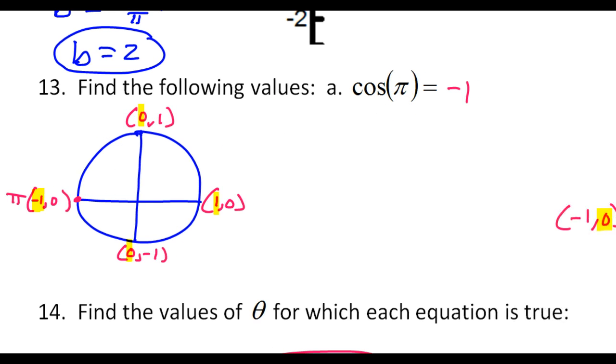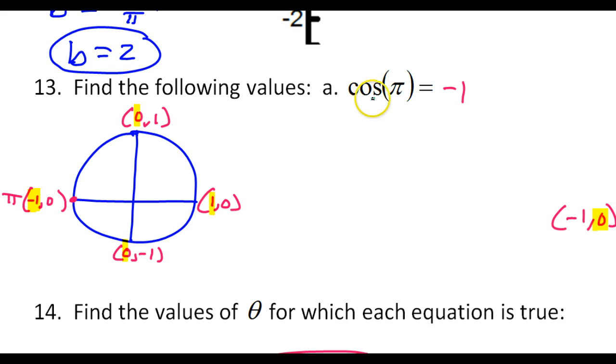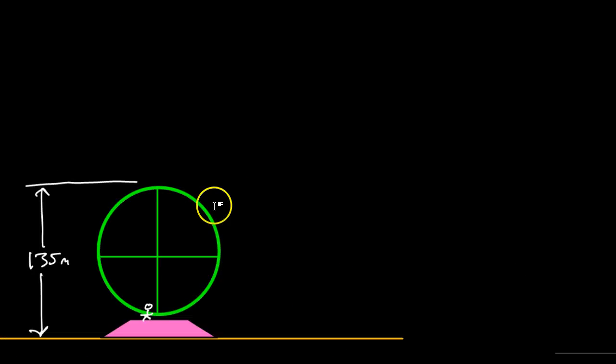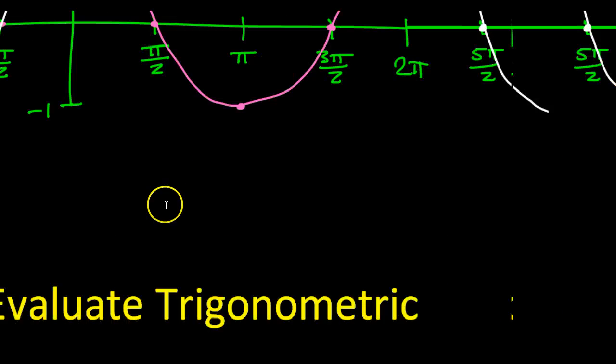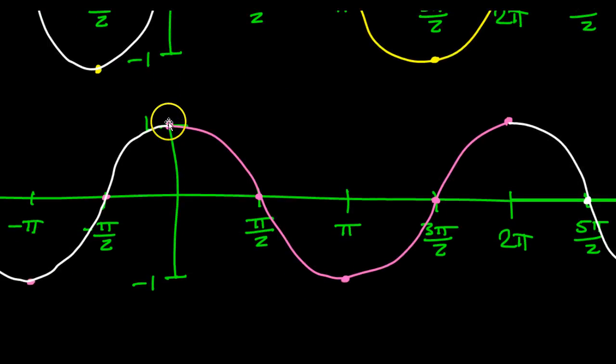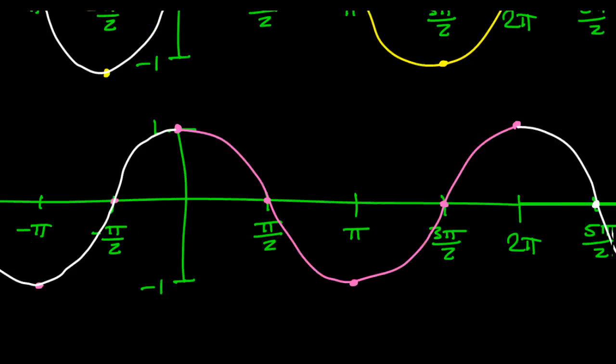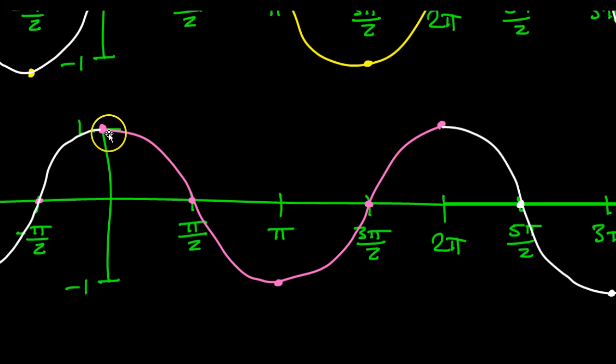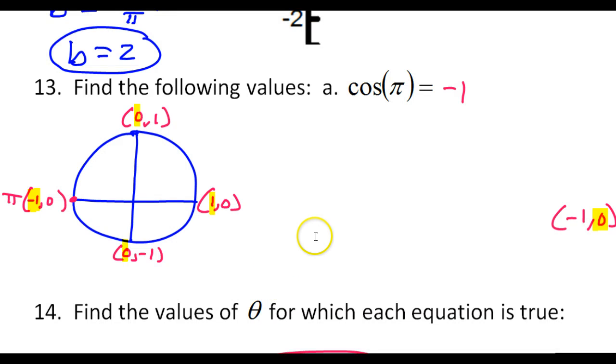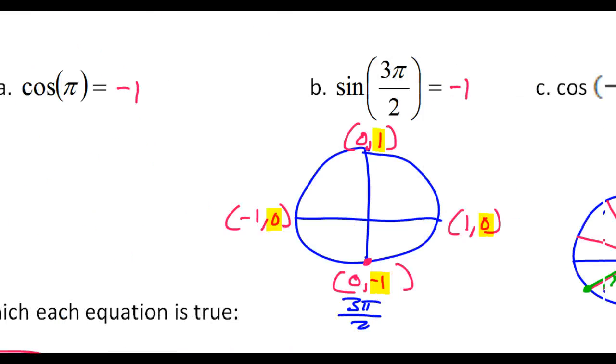So just really briefly, if you look at the cosine of pi, let me find my graph of cosine. Okay, here's what the graph of cosine looks like. Cosine theta. And here's pi right here, and at pi we are at -1. So that's another way to think about the cosine at pi as -1 instead of the unit circle.